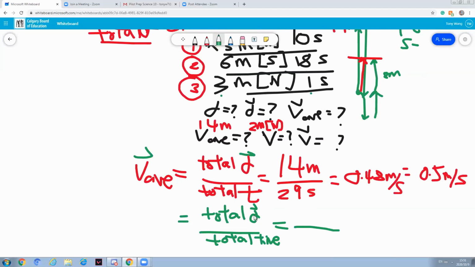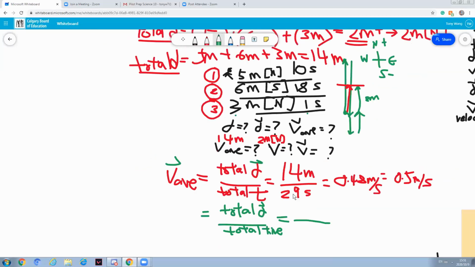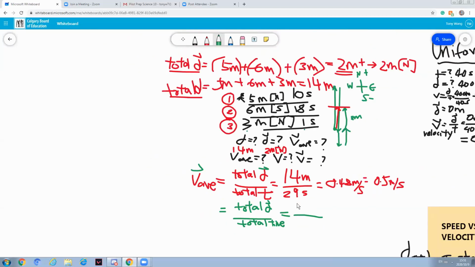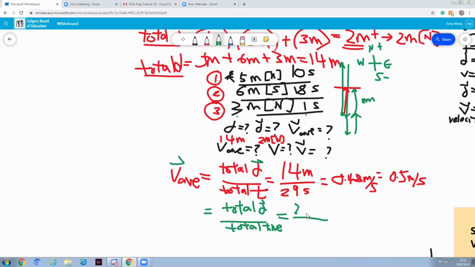So the total displacement is 2 meters. 2 meters north, so positive. And what's the total time? The total time is 29 seconds. Yeah, okay, cool. Okay, so now we just enter these two numbers in the calculator. And give me the answer in one significant digit with units and the direction because it is a vector quantity.